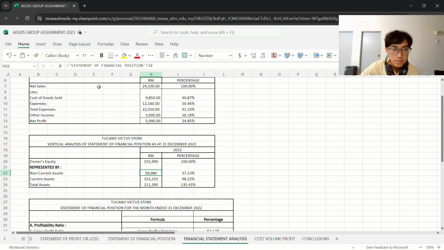We write equals and then go to the statement of financial position and then find the item in the cell, and then we click enter. The amount will appear automatically in the cell. For the percentage of owner's equity, we get the owner's equity and divide it by the owner's equity itself and then times 100. For the formula, we just write equals and then cell H20 divided by H, and then we'll put absolute cell reference and then 20.